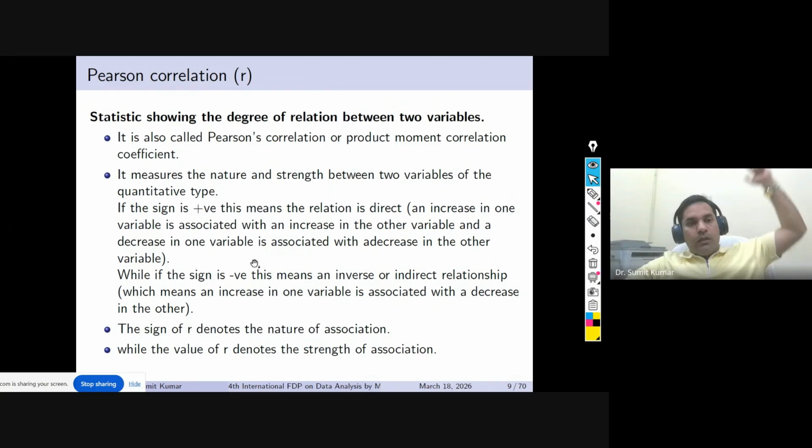So it measures the nature and strength between two variables. If the sign is positive, it means the relation is direct. It means when you change one variable, the other variable will also change in the same direction. If one is increasing, then the other will also be increasing. But if the relation between them is negative, or a negative correlation, it means when one variable is increasing, the other one will be decreasing, or vice versa. The correlation coefficient R lies between -1 and 1.